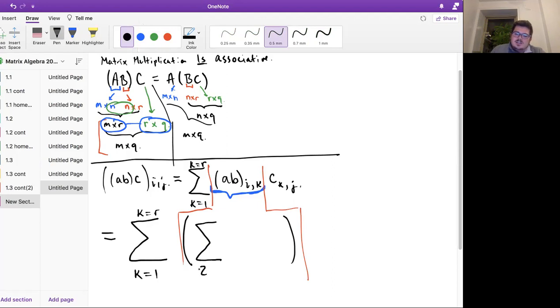So Z equals 1 to, what does Z run up to? Yeah, Z runs up to N. Why N? Because I'm looking at AB, and N is this common dimension there. So it's going to be just like normal multiplication, A_IZ, B_ZK. Okay, now there's a C_KJ over here.